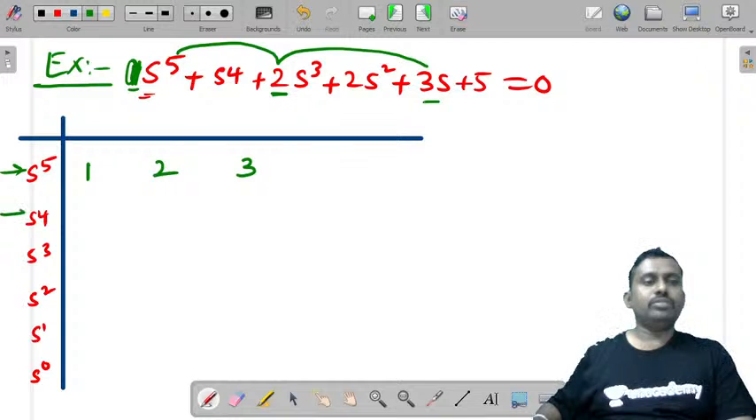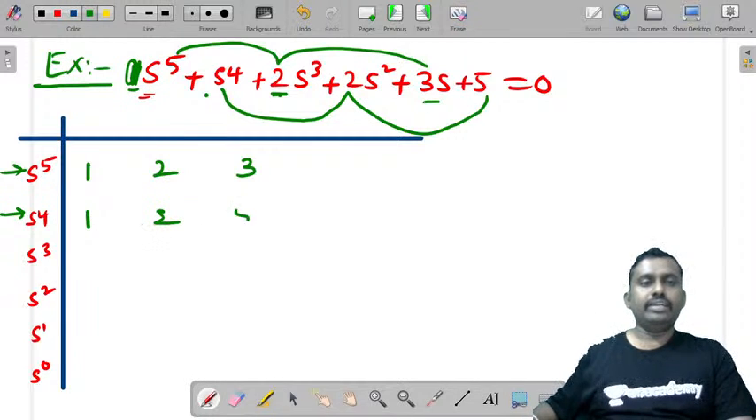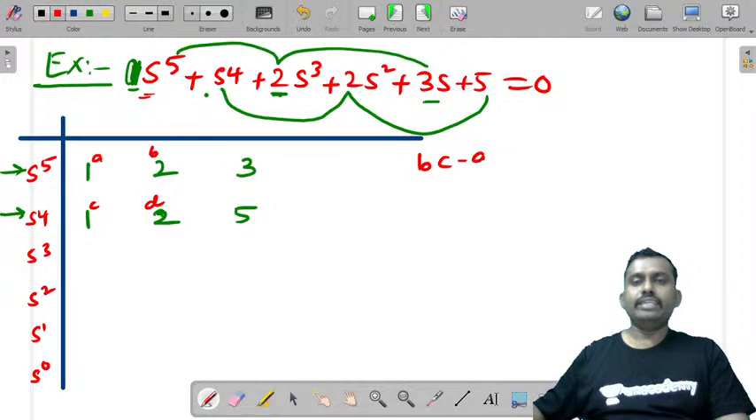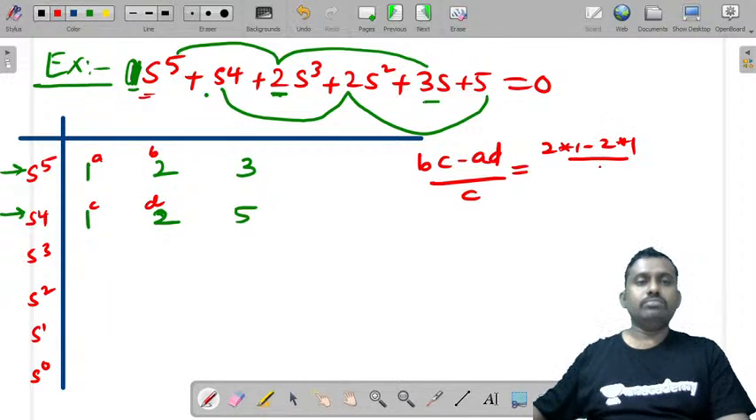The first row we have filled out. And the second, this is even, again even. It is 1, 2 and 5. This is 2, this is 5. Now how do you find this? We'll consider this as A, this as B, this as C and this as D. Now BC minus AD by C is what we'll write. BC is 2 into 1 minus 2 into 1 by 1, which is again a 0. C is a 0 value.